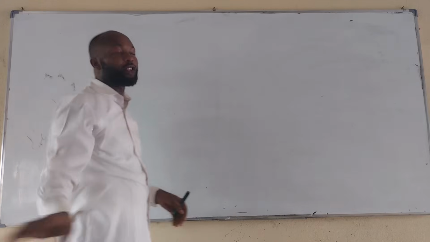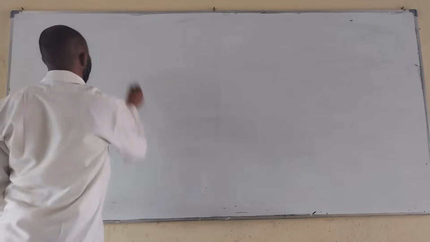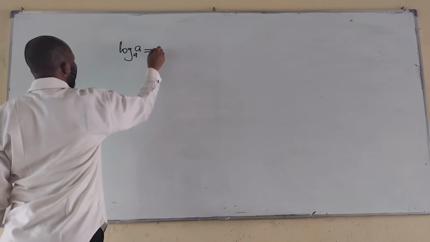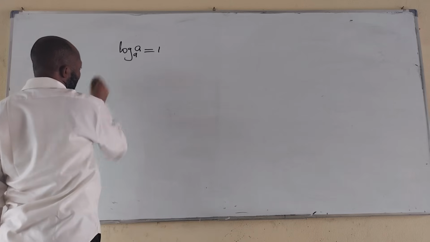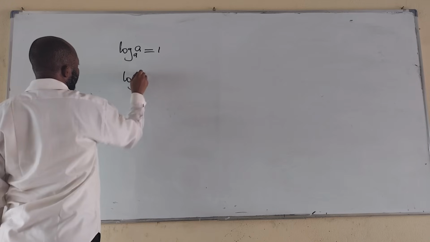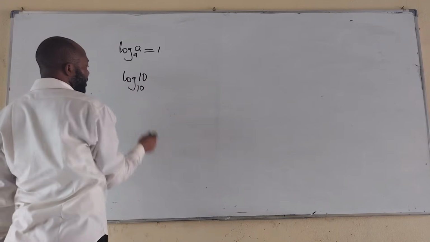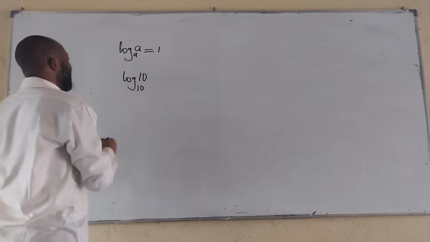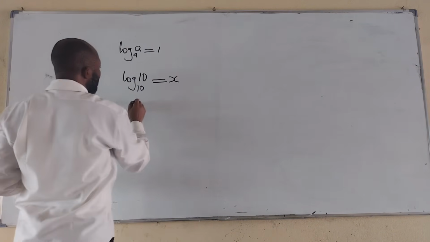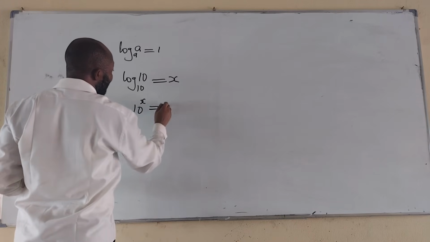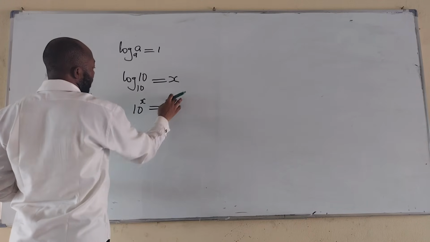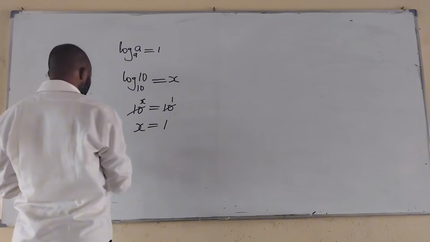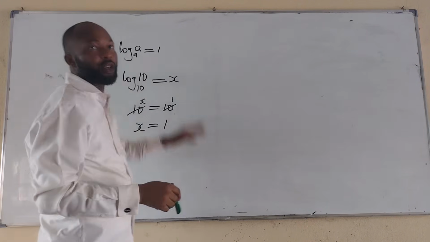The logarithm of any number A to its own base A is equal to 1. So let's see how, if we have the logarithm of 10 to its own base 10, how is it 1? We're looking at the number of times 10 must be raised to give us 10. So we equate this to x. 10 raised to the power x is equal to 10 raised to the power 1, since 10 raised to the power 1 is the same thing as 10. If I cancel out the bases, my x is equal to 1. So the logarithm of any number to its own base is truly equal to 1.